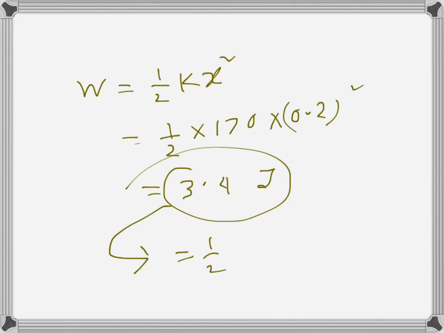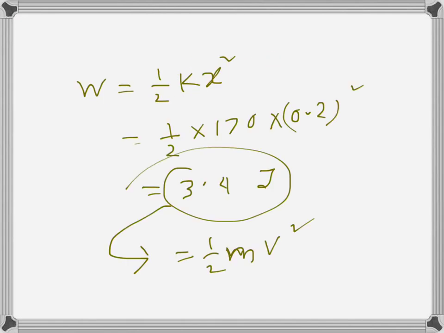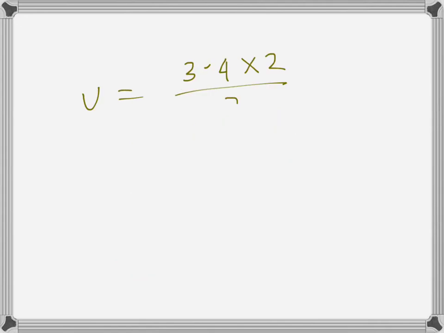So half mv square equals 3.4, so v square will be 3.4 into 2 over m, which is 2, and v becomes 1.84 meters per second. This is the speed when the spring is just released.